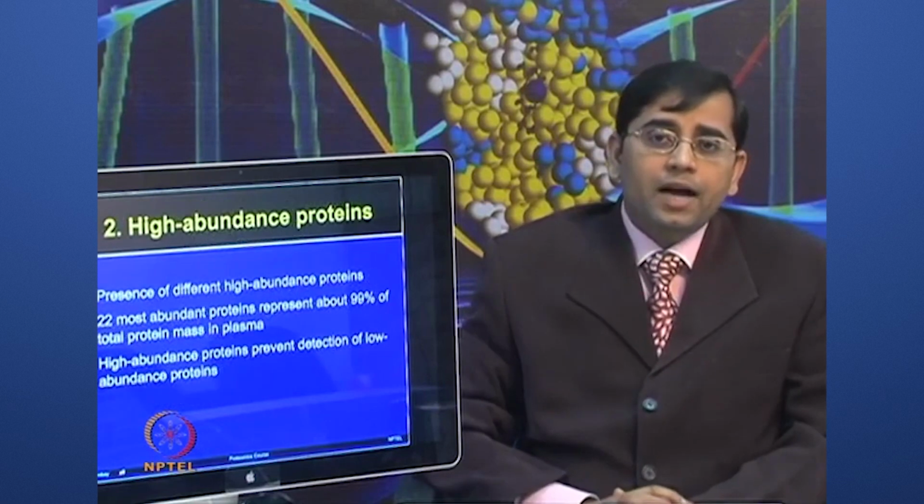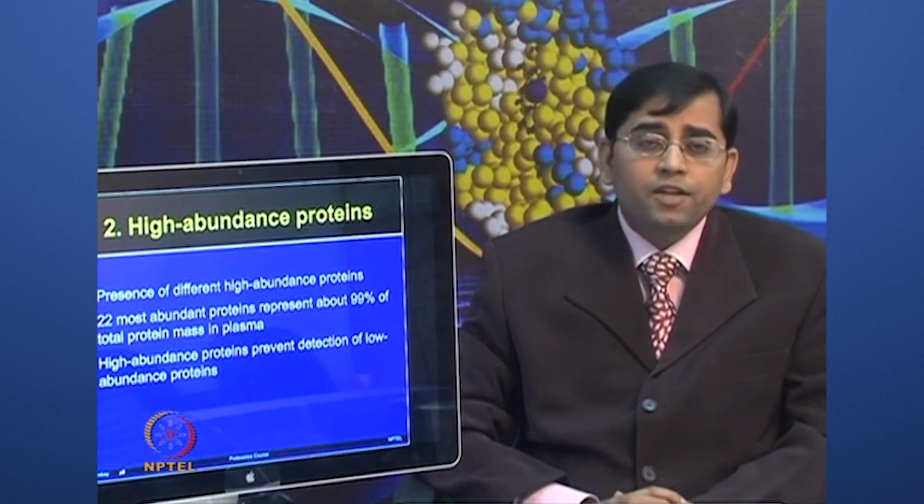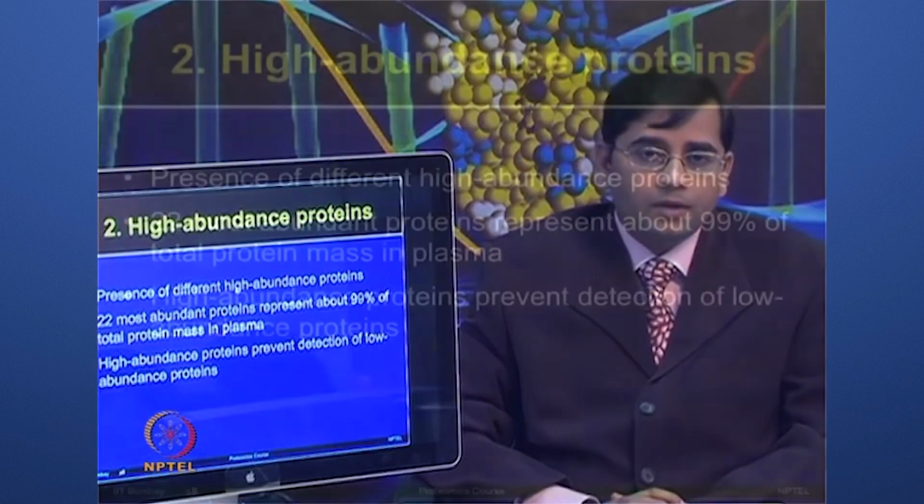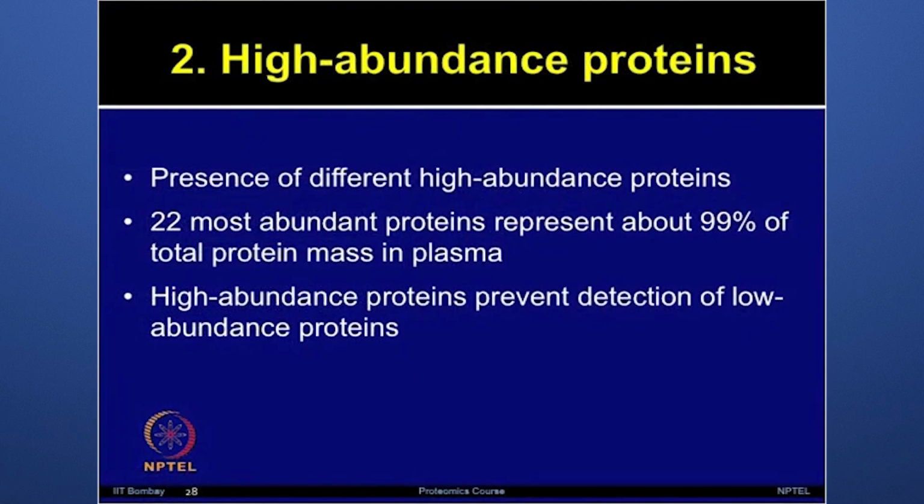So, second point, the high abundance proteins. There are different highly abundant proteins present in serum and plasma, which make its analysis very complicated. There are almost 22 highly abundant proteins present in serum, which represent about 99% of the total protein mass of serum or plasma. These high abundance proteins prevent the detection of very low abundance proteins, and often these low abundance proteins could be the targets you are probably looking for as a part of biomarker discovery.